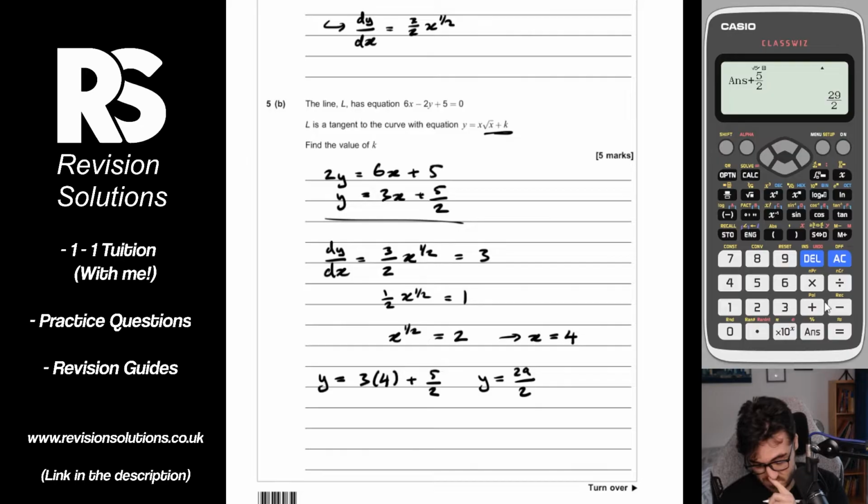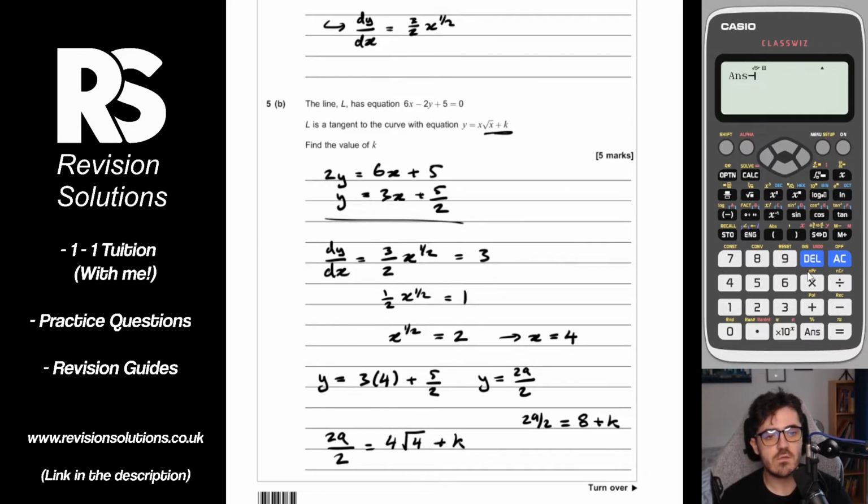Now we can sub that in to our equation for the curve to find k. So y is 29 over 2, and then x is 4, so we have 29 over 2 equals 4 times the square root of 4 plus k. And then 4 times the square root of 4, well, root 4 is 2, 4 times 2 is 8. So we have 29 over 2 equals 8 plus k. And then if we subtract 8 from 29 over 2, we get 13 over 2 for k.